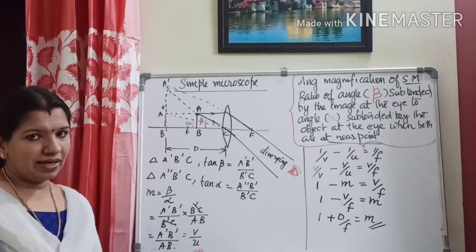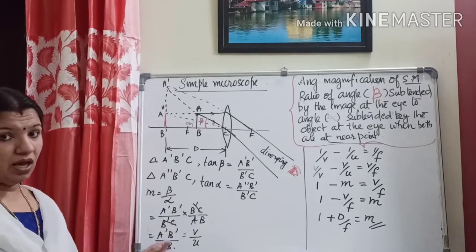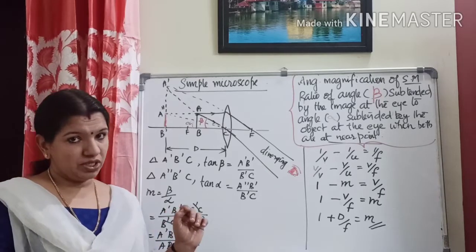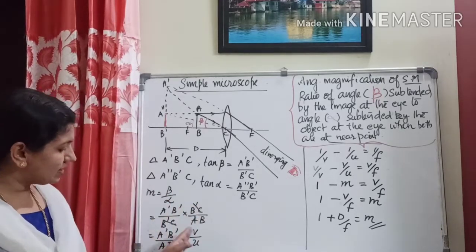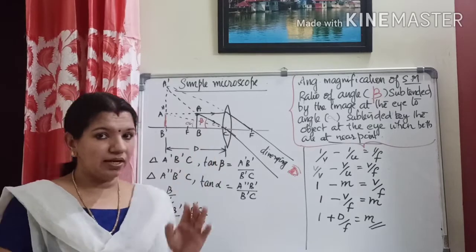You get one expression like V by U, or A dash B dash by AB, which is height of image by height of the object. Okay. Now how to prove this, that you have studied in the starting of the lesson.